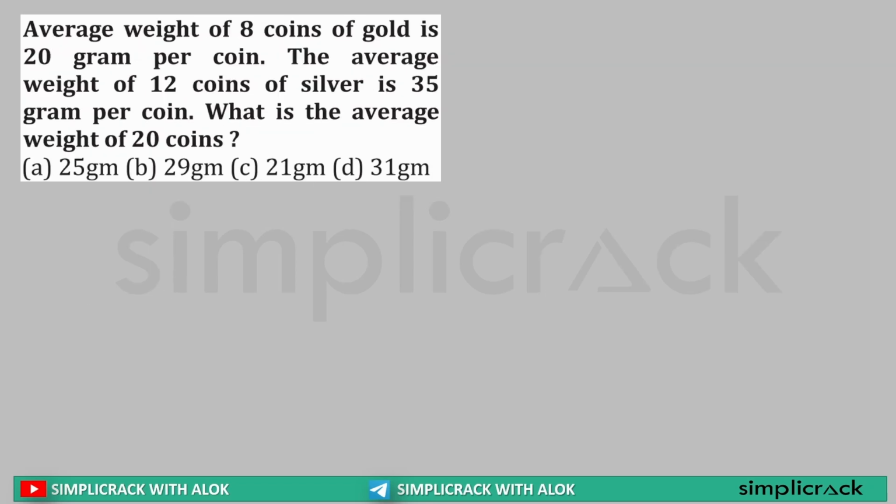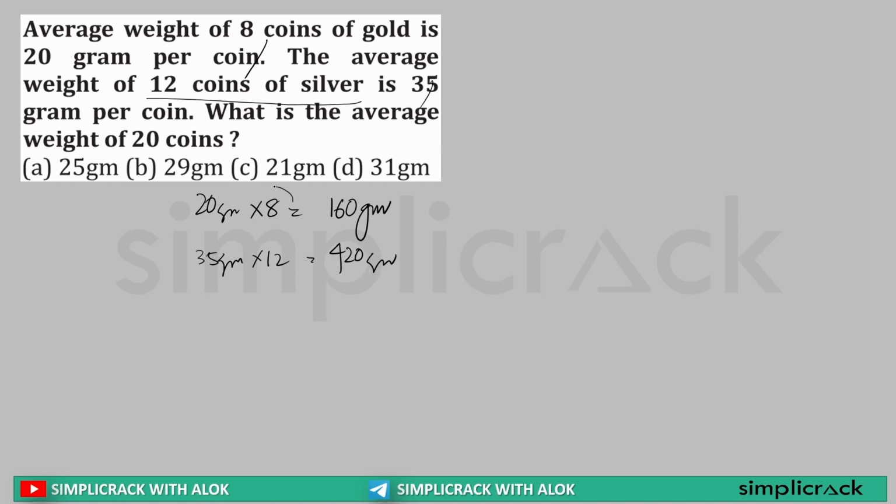Clear? Next. Sir, average weight of 8 coins of gold is 20 gram per coin. See, each coin 20 gram. 8 coins are there. Total weight what? Sir, 20 into 8, that is 160 gram. Now it is saying the average weight of 12 coins of silver is 35. So each silver coin 35 gram. How many coins are there? 12. So the answer is, sir, 12 into 35, that is 420 gram.